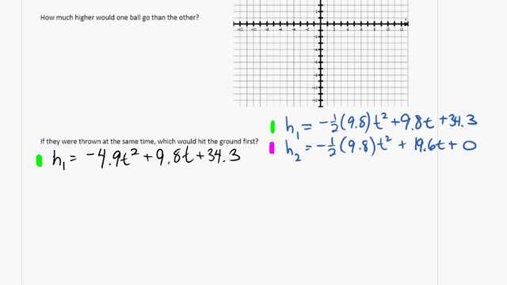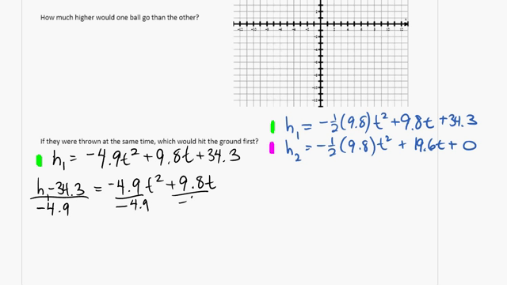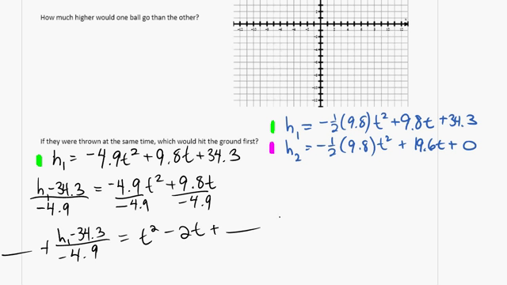Now we need to complete the square to find the vertex. So I'm going to subtract 34.3 from both sides. h1 minus 34.3 equals negative 4.9 t squared plus 9.8 t. Divide everything by negative 4.9. And I get h1 minus 34.3 over negative 4.9 equal to t squared minus 2t. Now I'm ready for my completing the square, plus blank plus blank. Half of my negative 2 squared is 1. So 1 is the number I put in there.